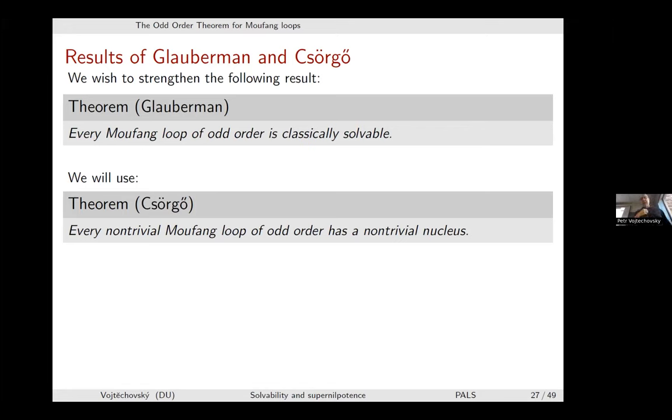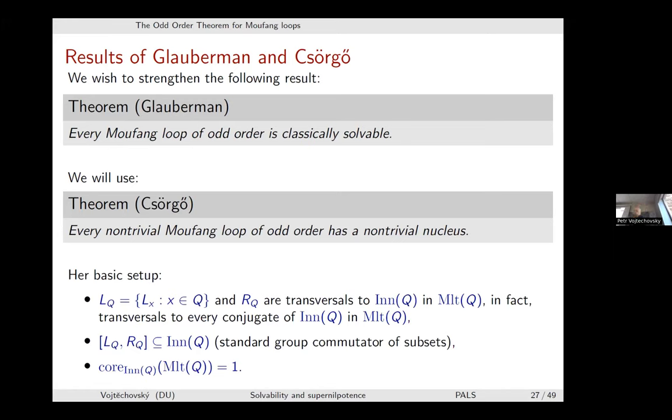And the result that we use is a very recent, very difficult result of Tiroshka Cherget. I think it has now appeared in the Journal of Algebra, about 40 pages, that every non-trivial Moufang group of odd order has a non-trivial nucleus. And I cannot even summarize the proof, but I just want to say that there is a basic setup by which you can turn every loop theory problem into a group theory problem. The difficulty is that the group theory problems, typically we don't know how to solve, and nobody does. But I would like to at least make you aware of this transition. And it goes as follows.